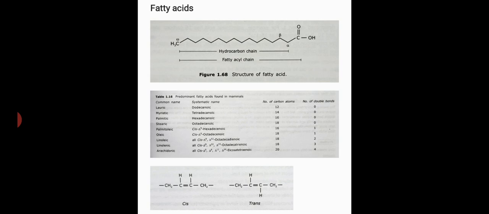Mammals lack the enzymes to introduce double bonds at carbon atoms beyond carbon 9 in the fatty acid chain. Therefore, mammals cannot synthesize two fatty acids, that is, linoleate and linolenate. Both are therefore essential fatty acids, that is, they must be obtained from the diet because they are required by an organism but cannot be endogenously synthesized.